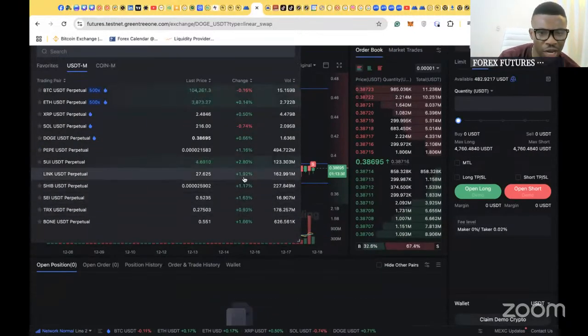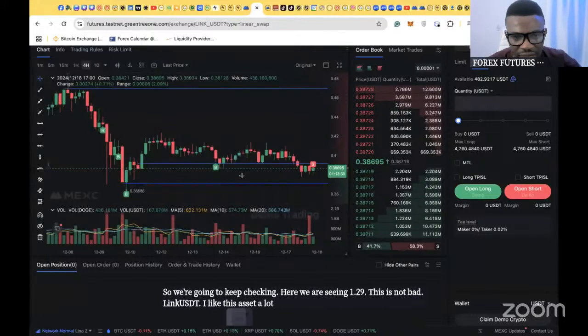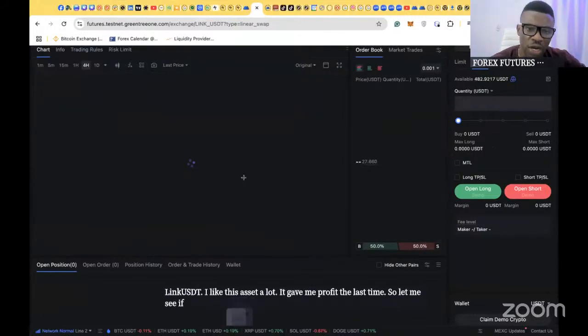So we're going to keep checking. Here we are seeing 1.29. This is not bad. Link USDT. I like this asset a lot. It gave me profit the last time. So let me see if we have a good setup on Link USDT.